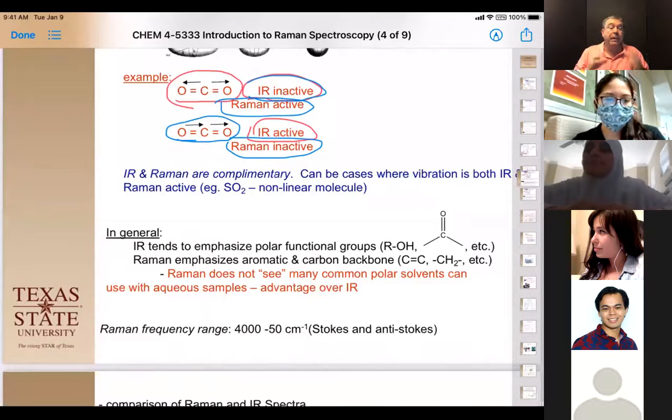Okay, so the bands are the same, the locations are the same, the functional groups are the same. It's just looking at a specific vibration that is not changing the dipole moment of your molecule.